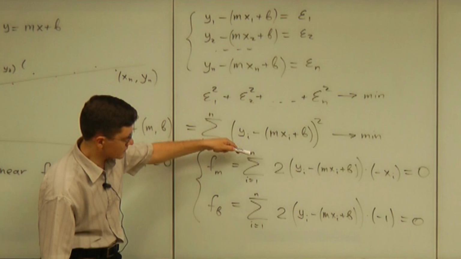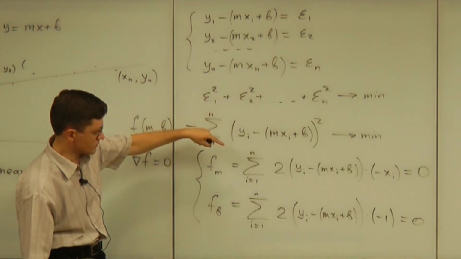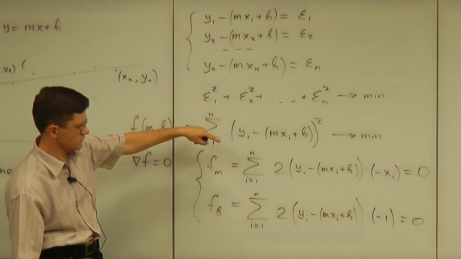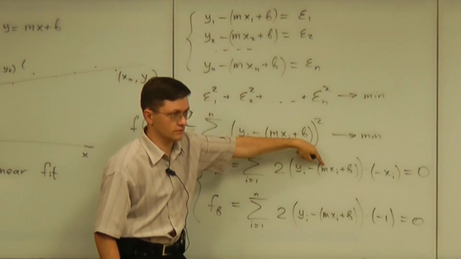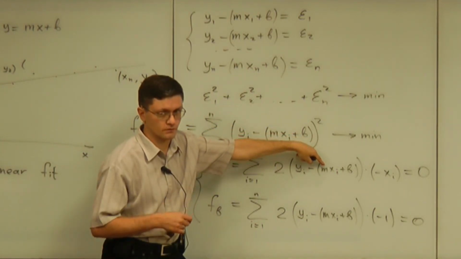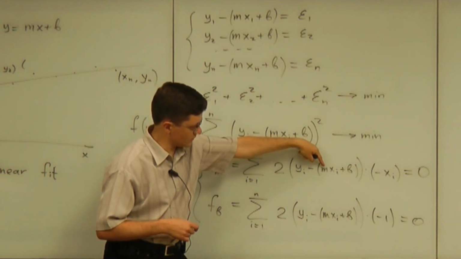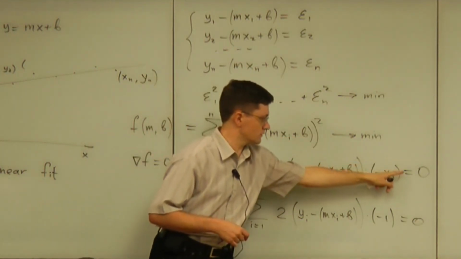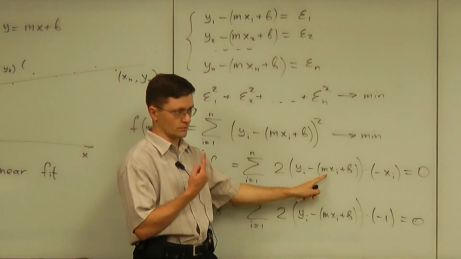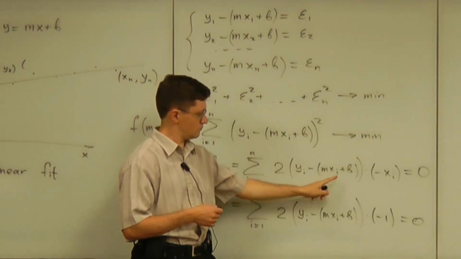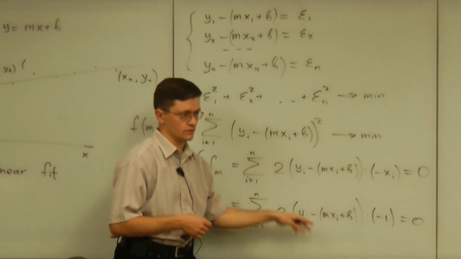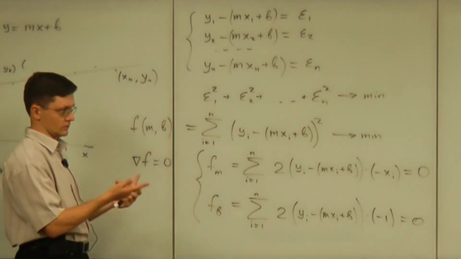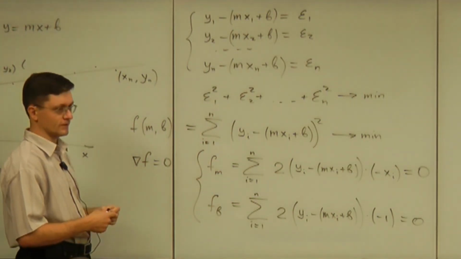And notice that the equations are very simple in the sense that they are linear in the unknowns. The unknown is m, and every time you make this summand, m shows up in degree 1, b shows up in degree 1, and the same story here. So you have a system of 2 linear equations in 2 variables. Very, very simple thing.